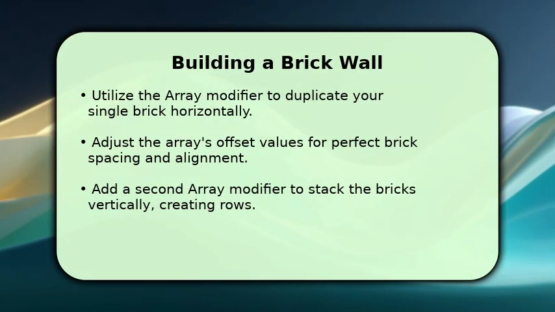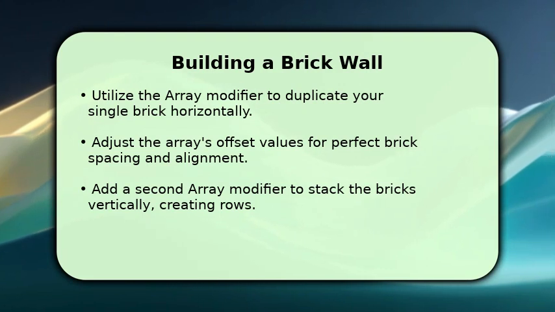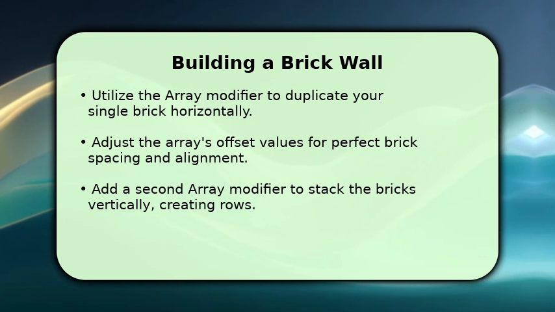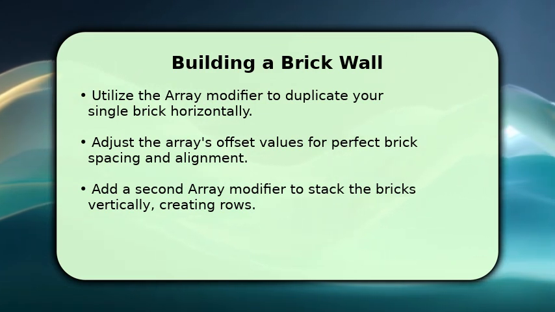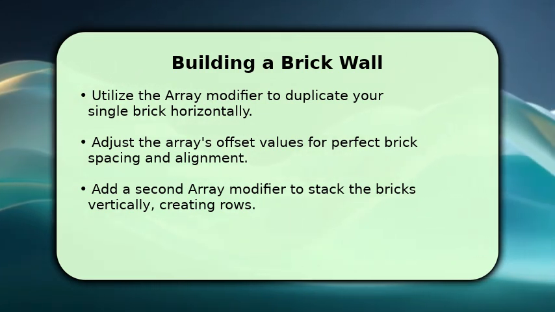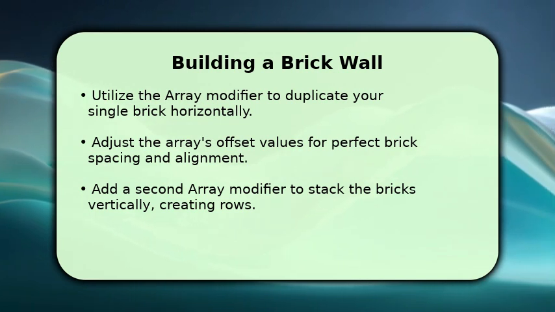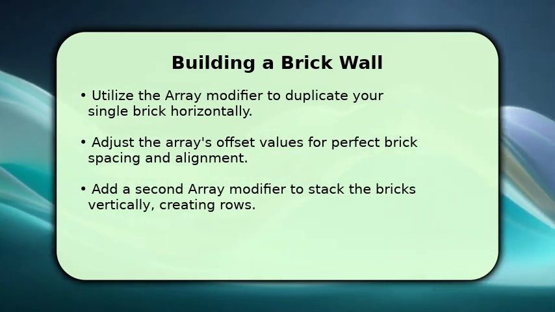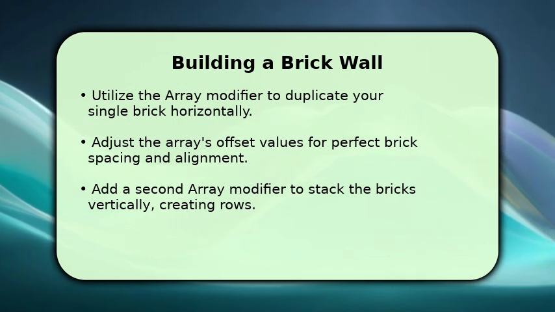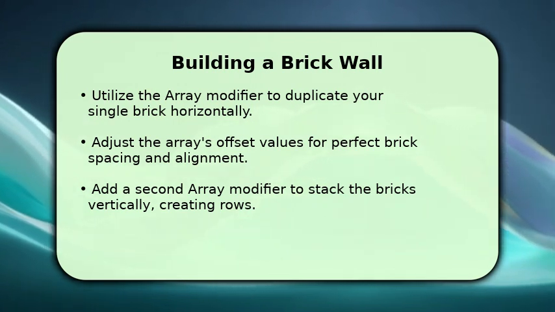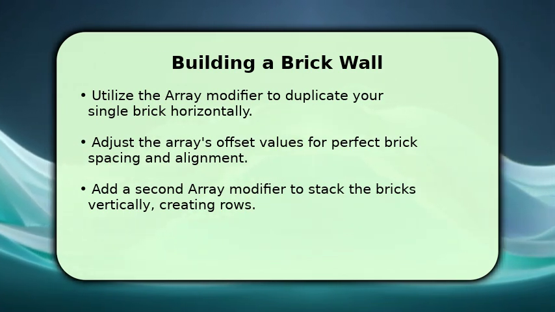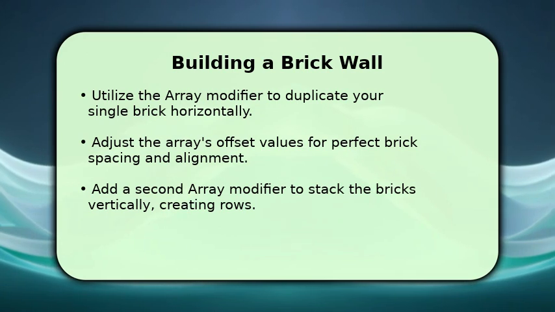With our detailed brick ready, let's build a wall efficiently. Employ the array modifier to duplicate your brick along one axis, creating a row. Carefully adjust the offset values to ensure realistic spacing between each brick. Then, add a second array modifier, this time setting it to stack the rows vertically. This powerful combination allows you to construct an entire brick wall from just one meticulously crafted brick in mere moments.